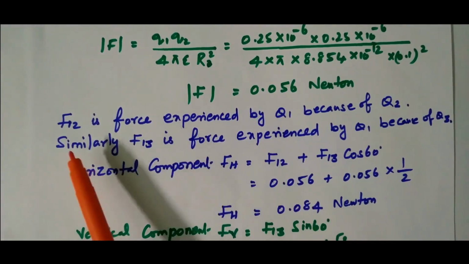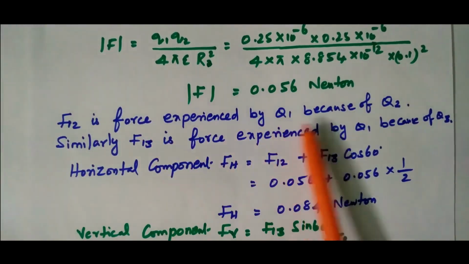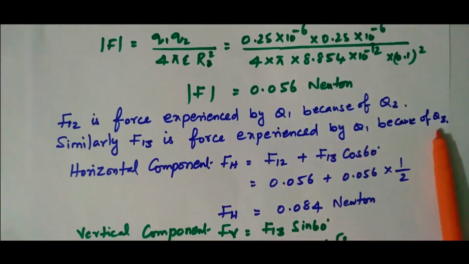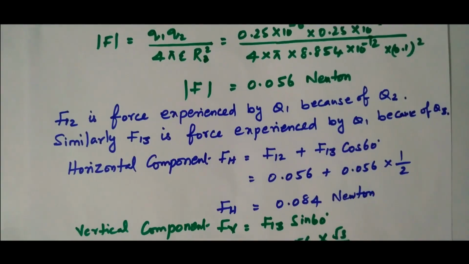F12 is the force experienced by Q1 because of Q2. F13 is the force experienced by Q1 because of Q3. That we already discussed.